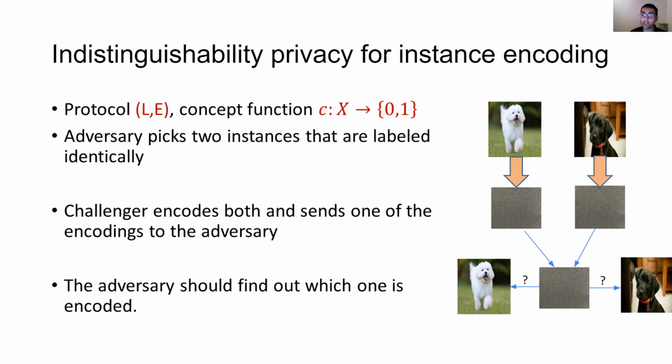And then the challenger will encode one of these two images or instances and sends it to the adversary. And now the adversary has to decide which one of the images were used to come up with this encoding. So the advantage of the adversary here is the probability of guessing correctly which image was encoded. Note that here we are forcing the adversary to submit two images with the same label because we don't want the advantage to increase by leveraging the label information that exists in the encodings.